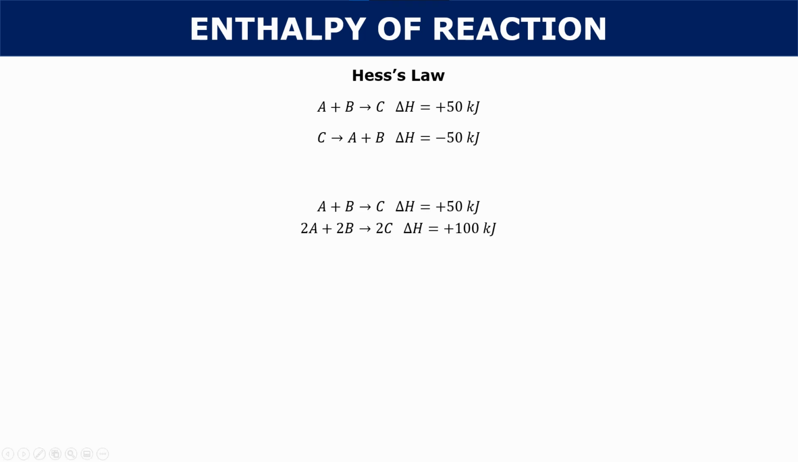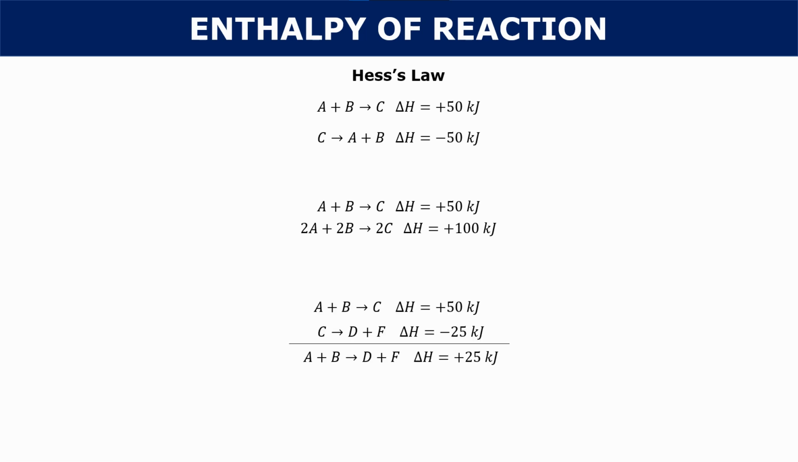The second thing is if you have A plus B yields C, and its enthalpy value is 50, if you wanted twice of that, twice of everything, you would also multiply the enthalpy value by whatever you multiplied by. So in this case, 2. And the last bit tells us that if A plus B yields C and C yields D plus F, then we can add up the reactions and also add up the enthalpy values to get the enthalpy change of the total reaction. That's the three postulates of Hess's law, and let's see how it's used in a problem.